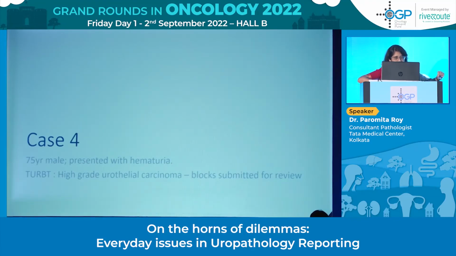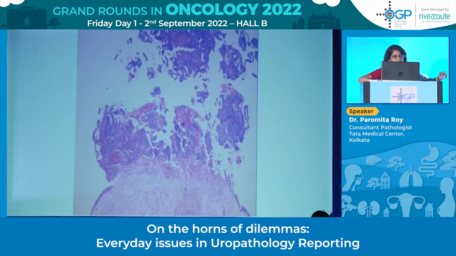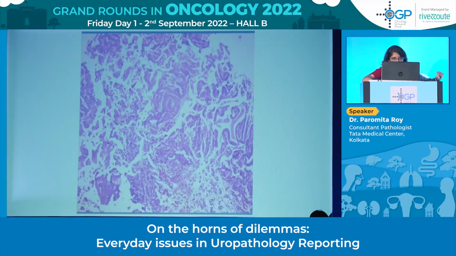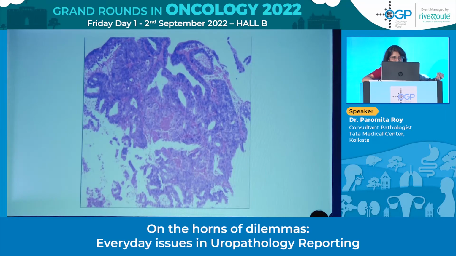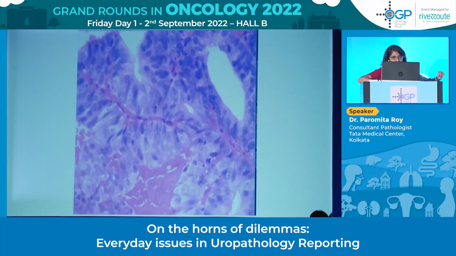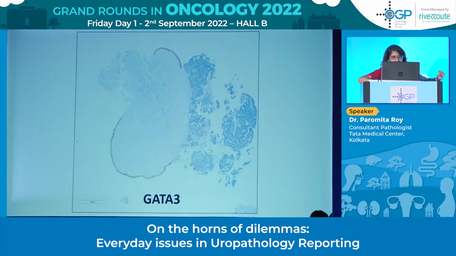Case 4 is a 75-year-old patient with hematuria and TURBT. The blocks came to us for review with a diagnosis of high-grade urothelial carcinoma. At this power, you can make out a tumor with papillary and glandular architecture. More glandular in this high power view. So adenocarcinoma has to be considered, apart from undifferentiated or a urothelial carcinoma with glandular component. We didn't see too many solid areas, very high-grade tumor.